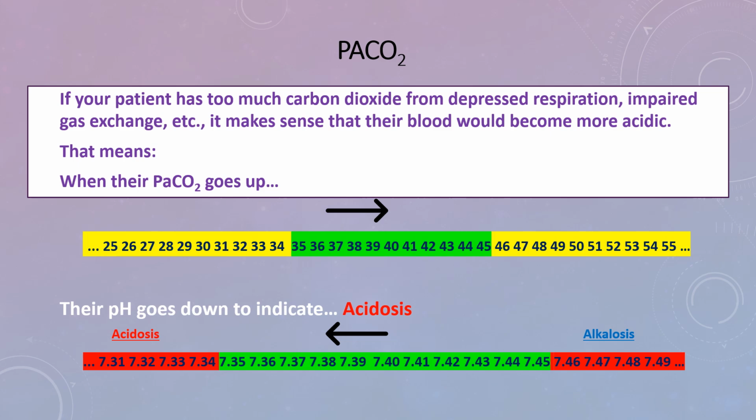These graphs show it a little more clearly. If your patient has too much carbon dioxide from depressed respiration, impaired gas exchange, etc., it makes sense that their blood would become more acidic. That means when their PaCO2 goes up, as in the first chart, their pH goes down to indicate acidosis in the second.